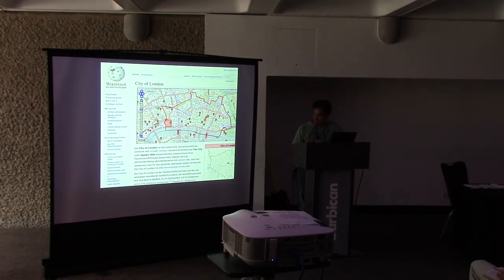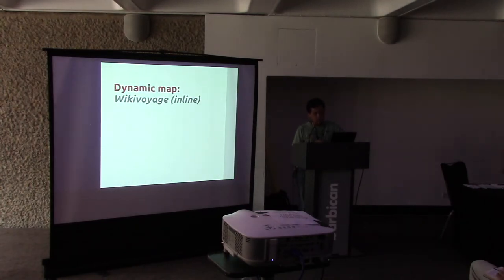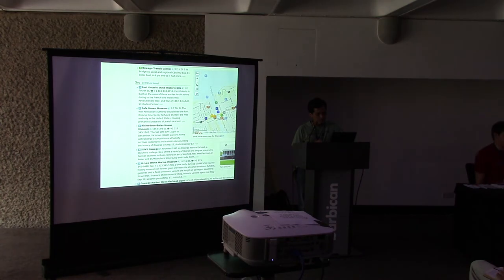And there's that same red outline. So in Wikivoyage, they're also using dynamic maps based on OpenStreetMap. For example, here's one for Oswego. It says dynamic map on the right side, and the little icons you see over there are coordinates. They correspond to the points of interest on the article itself.